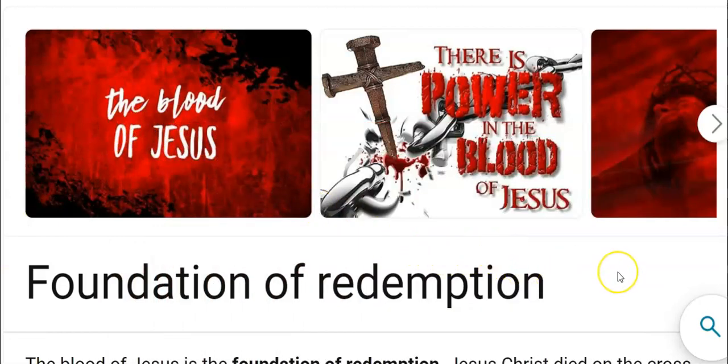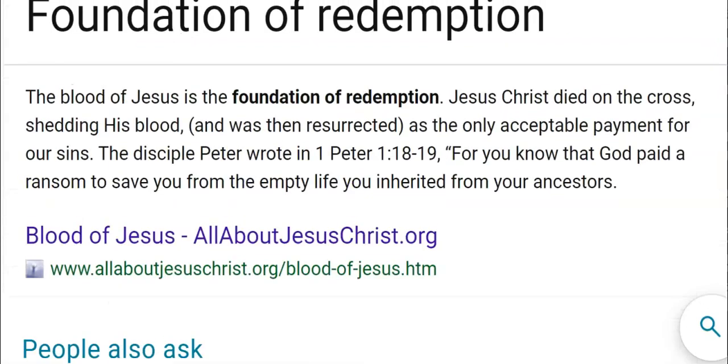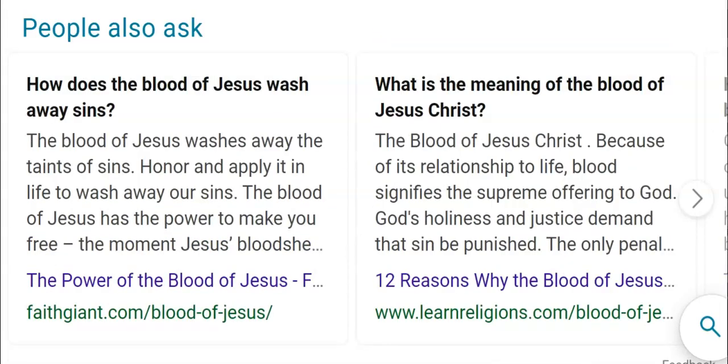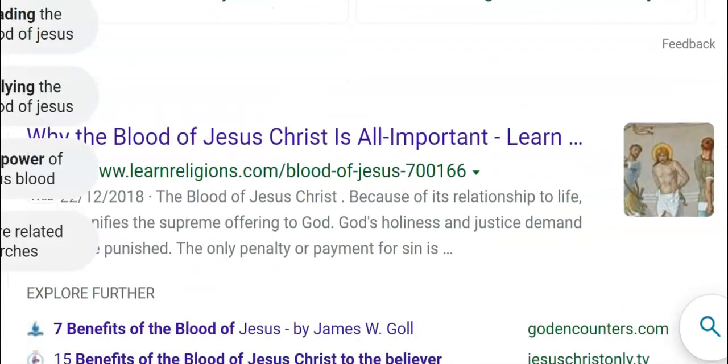is the foundation of redemption, like a fountain, like a soda fountain or something. The empty life you inherited from your ancestors, God paid a ransom, because obviously the tea medicine doesn't come cheap. See? Paid a ransom to save you from the empty life you inherited from your ancestors. And the blood of Jesus washes away sin. So again, you're talking about tea drinking type of ideas. You know, the hemoglobin, the blood of Christ, the blood of Jesus Christ.